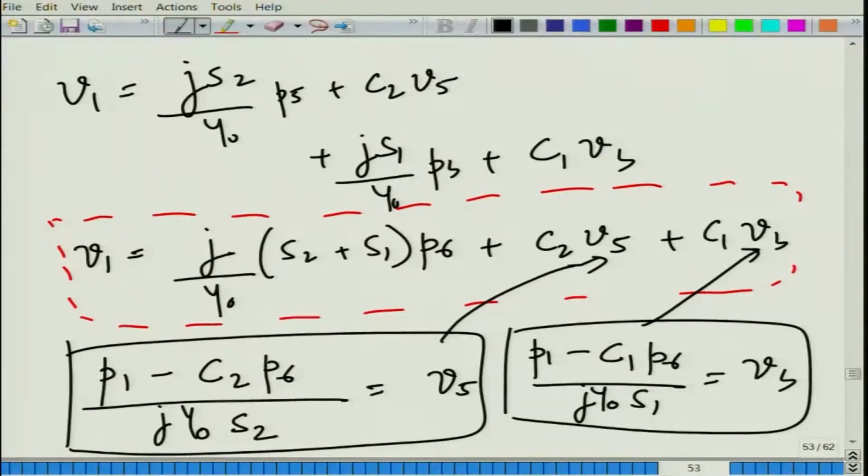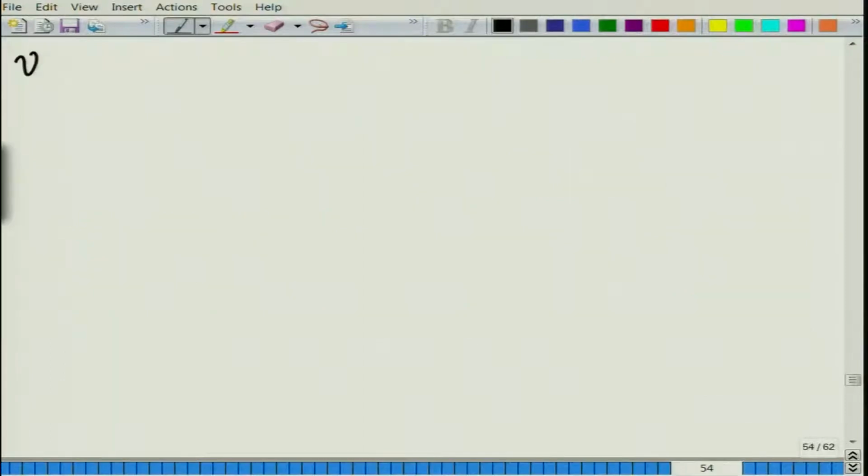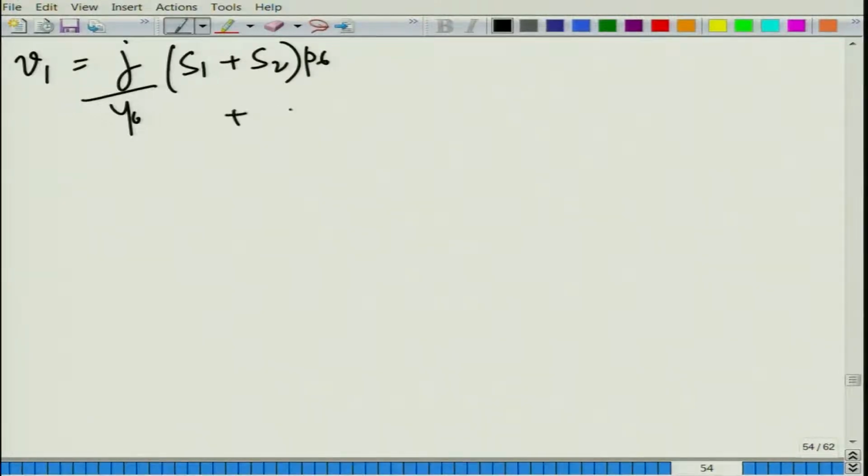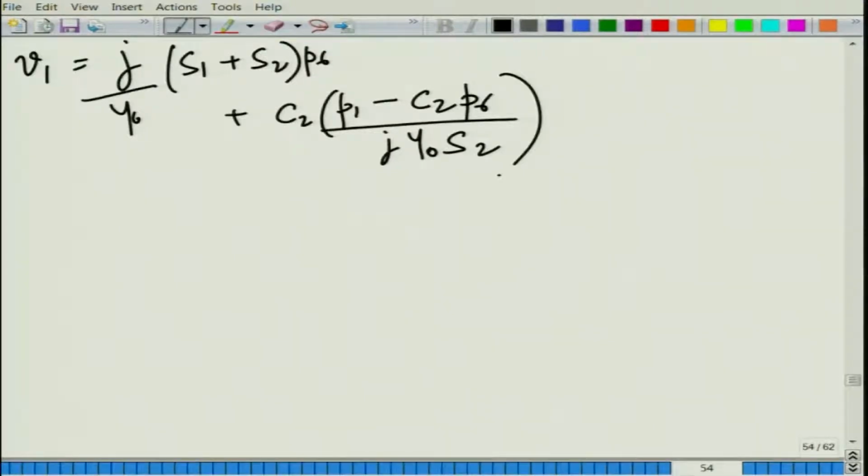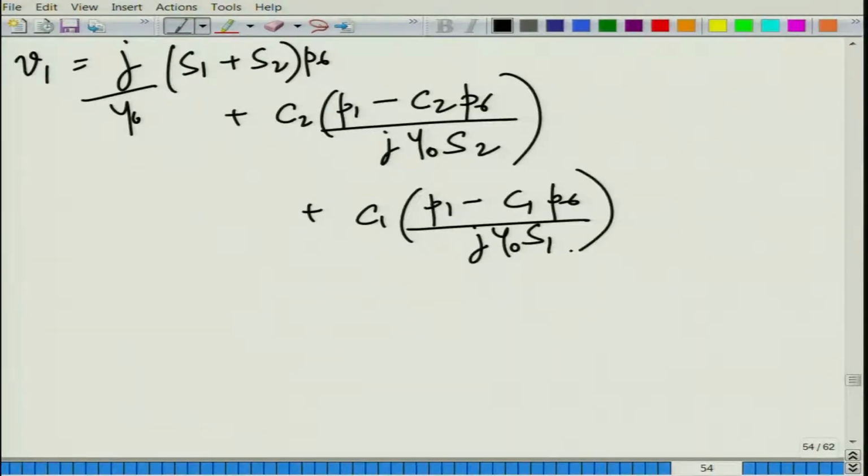It is going to be a bit messy algebraically, but that is the way things are with network systems. So, j Y naught into S1 plus S2 times P6 plus C2 times P1 minus C2 P6 by j Y naught S2. Okay. And this will become C1 P1 minus C1 P6 by j Y naught S1. Okay. So we get this.